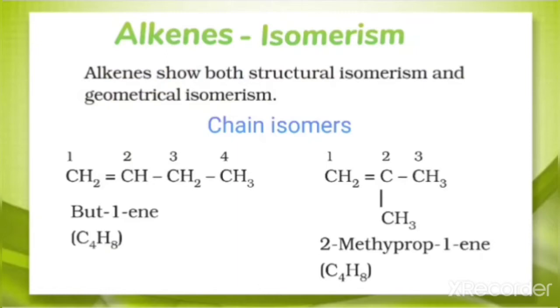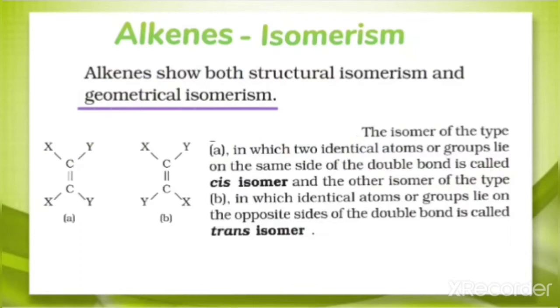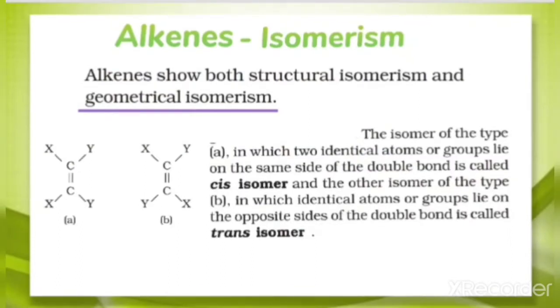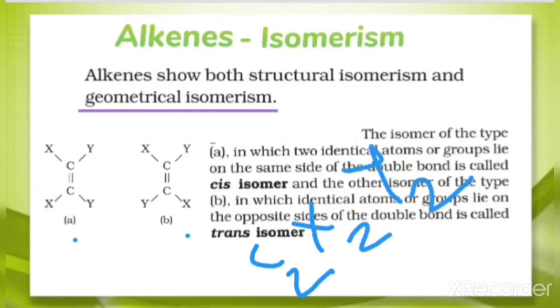Now we are going to discuss geometrical isomerism. When we look at the two structures given here, A and B, the letters X and Y are any atom or any group. Both have the same molecular formula, because both have 2 carbons, 2 X and 2 Y. So we can say the same molecular formula. X and Y are just representing any group or atom.